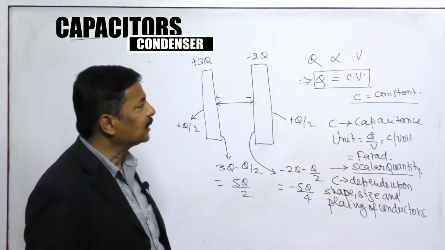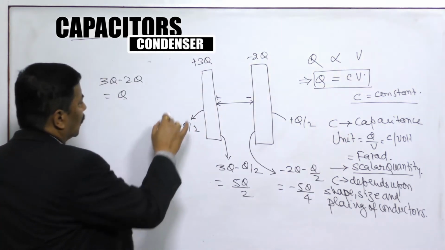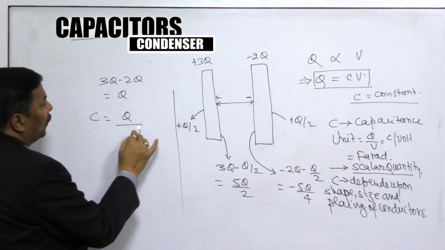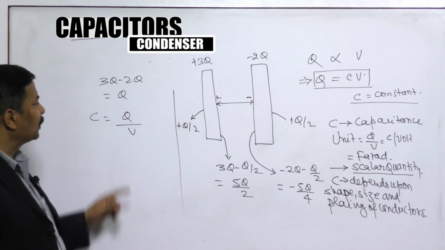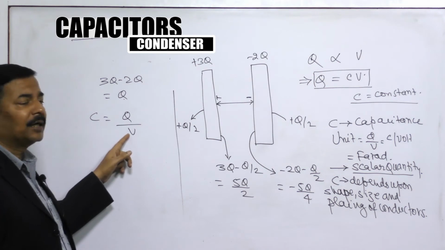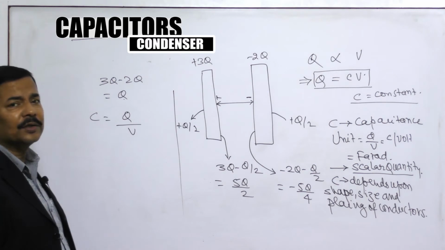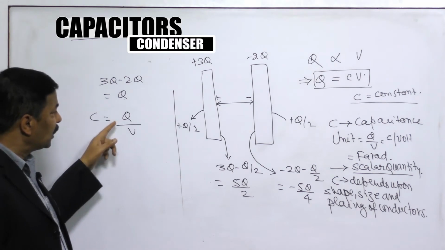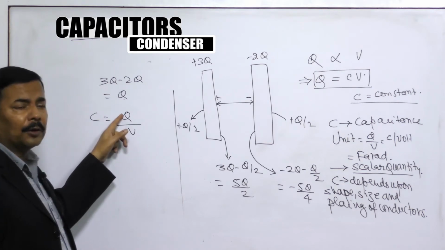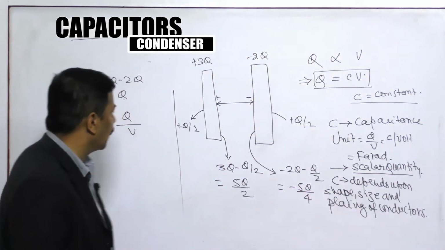Generally the student understands in this way that C is equal to Q by V, so if Q is increased, C will increase, or if V increases, C will decrease. But that is not the case. There is no inverse and direct relation. This ratio is constant. If Q is increased, V also increases in the same proportion. So C does not depend upon Q, and C does not depend upon V. It depends upon the shape and size of the conductor.